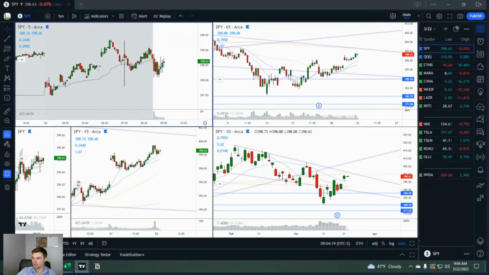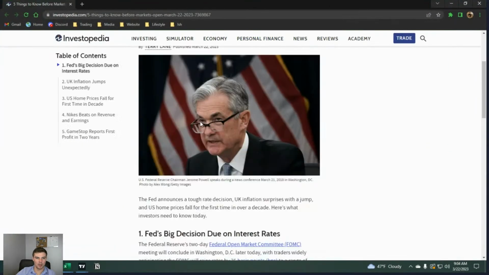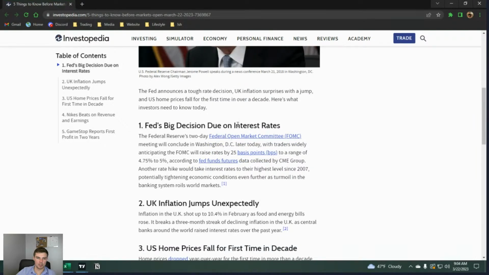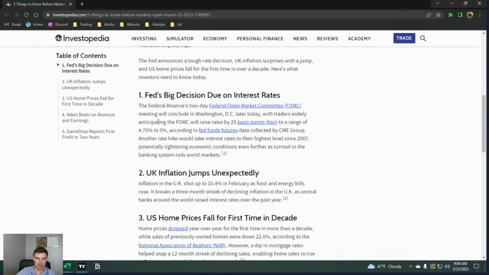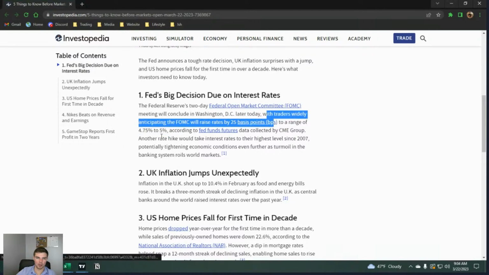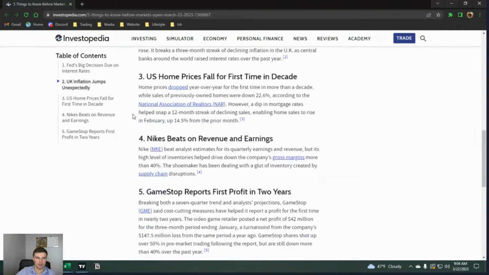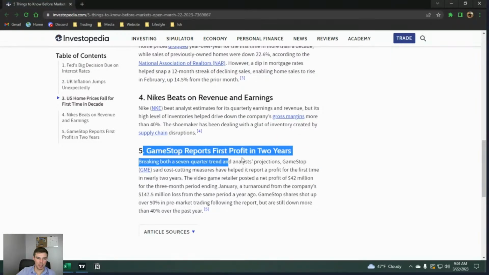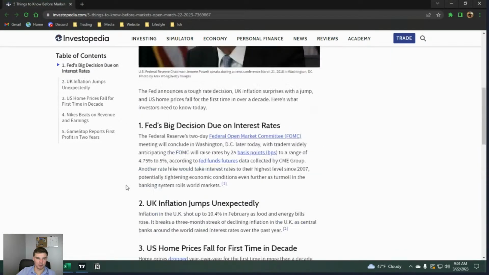All right, Investopedia has 5 things to know before the market opens. That's pretty sweet. You guys see this? Fed's big decision due on interest rates today, widely anticipating the 25 basis point increase. Nike beats, GameStop reports profits.